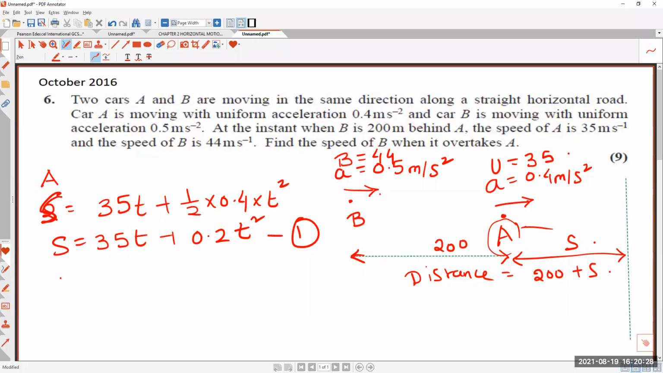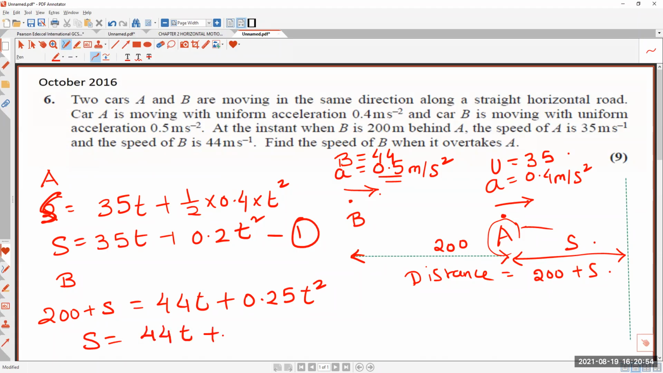I would have made a big mistake. Now for B, what is the distance traveled by B? 200 plus S. Again like before, everything is 44t plus 0.25t square. Half A, 0.5 divided by 2 is 0.25. Okay, this is your equation number 2. But take S to the other side. S equals to 44t plus 0.25t square minus 200. Clear?